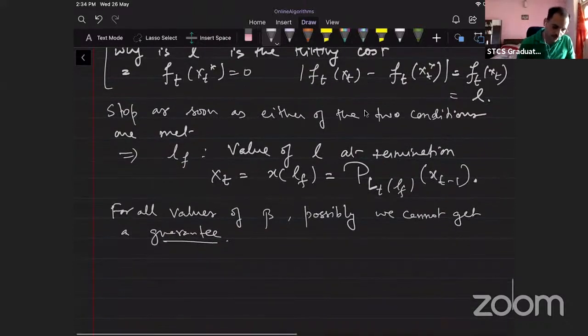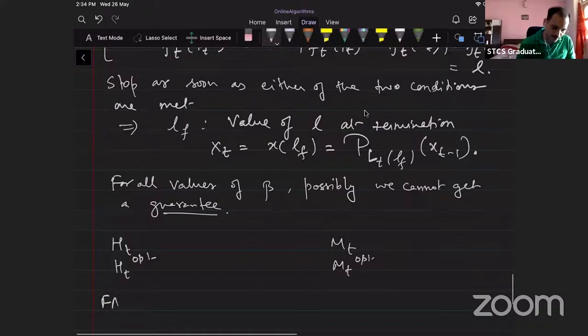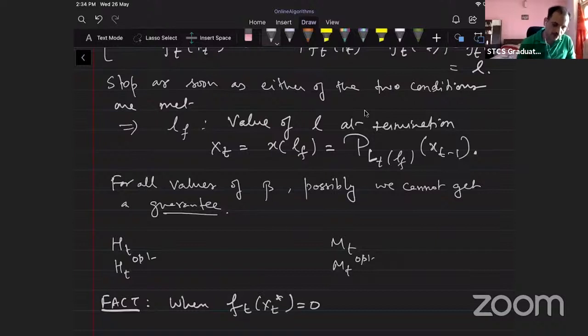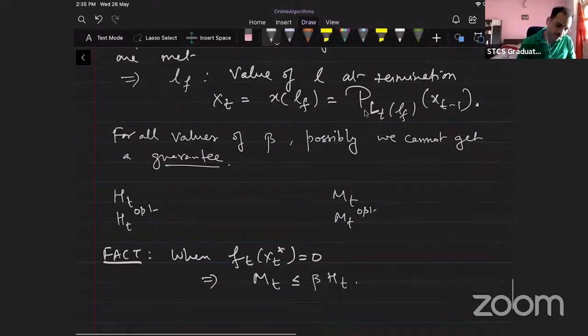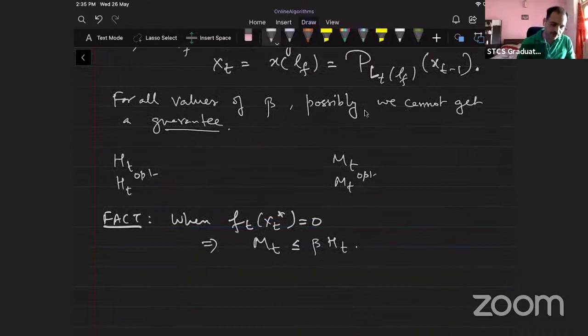Okay. So now I have my hitting cost and movement cost. The same thing for OPT will be denoted as H_t OPT and M_t OPT. And one fact you should remember, what we already discussed, is that because we are taking f_t of x_t star equal to 0, for our algorithm, M_t is at most beta times H_t. For certain cases, it will be exactly equal, which will be used in the proof. But throughout, it is at most beta times H_t.